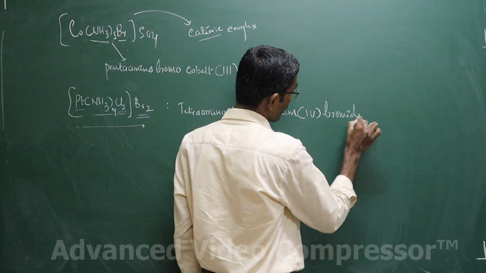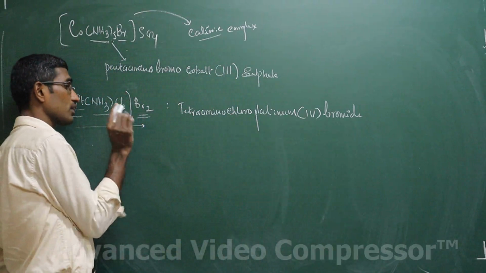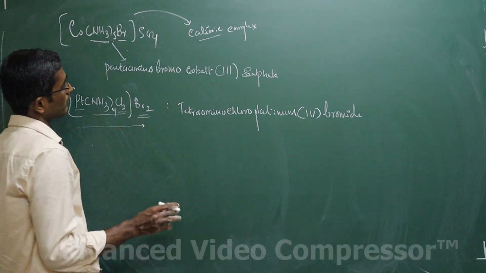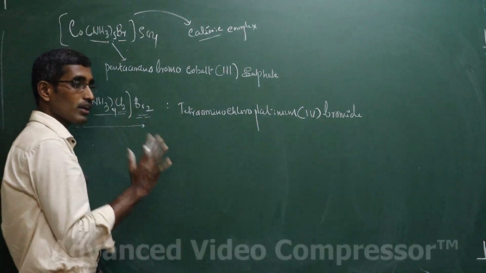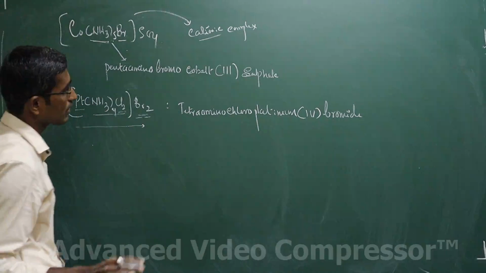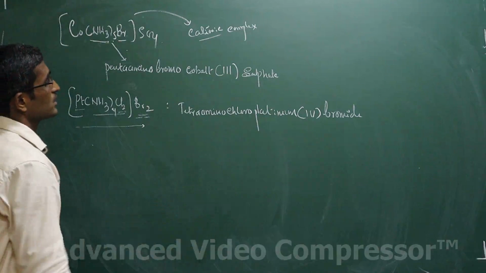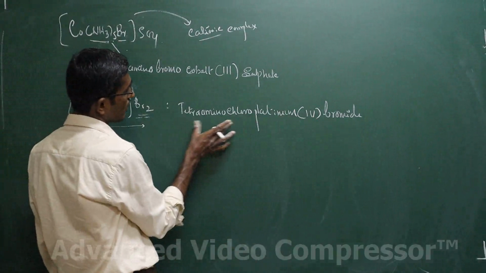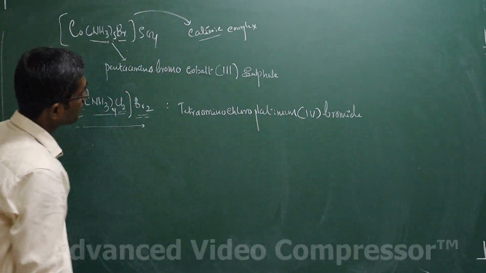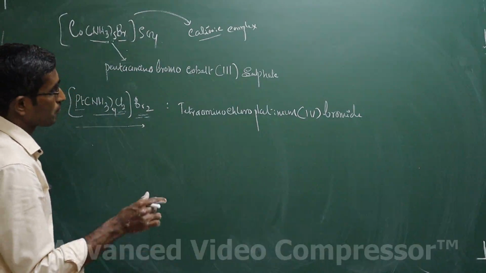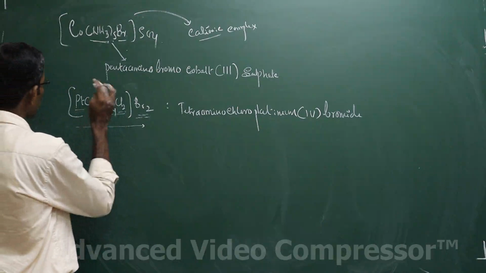This IDE has to be replaced by O only for the ligand, not for the counter ion. Counter ion, you keep it as such. How many bromides are there? 2 bromides, but you don't have to mention dibromide. Whatever the number, you just write bromide. That depends on the oxidation state and the central metal ion, which decide how many counter ions will be there. You don't have to worry. Keep it as such: tetraamino, chloro, platinum 4, bromide. This is the name of Pt(NH3)4Cl2Br2.